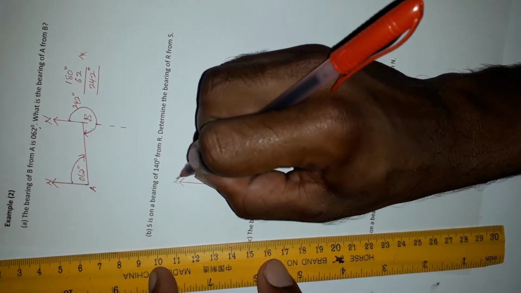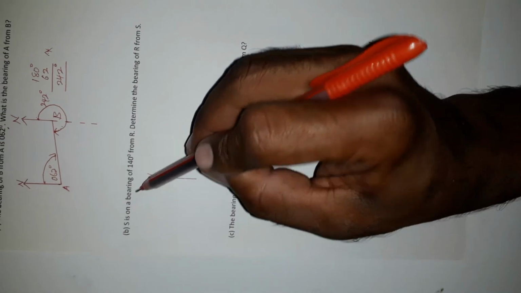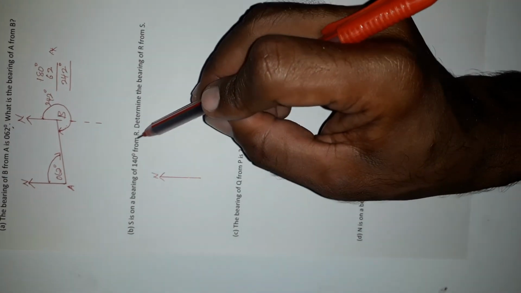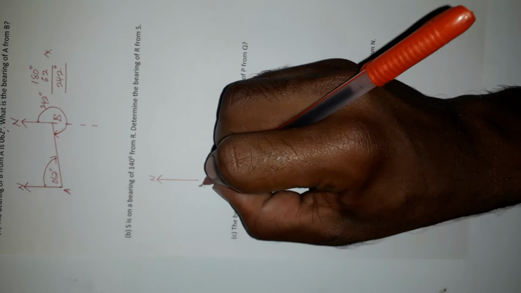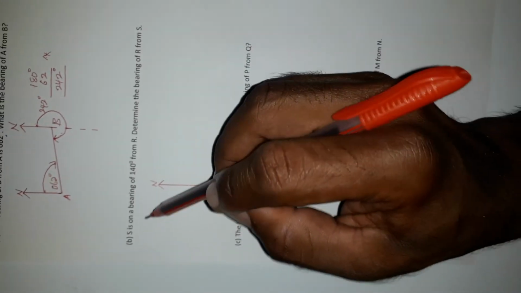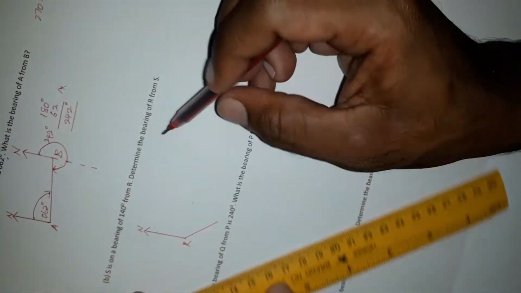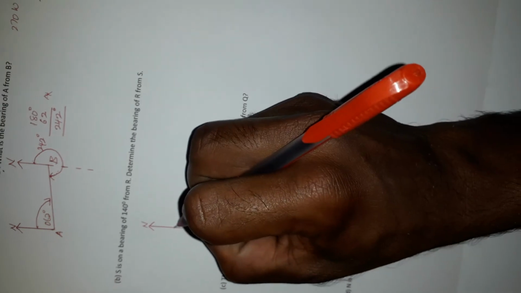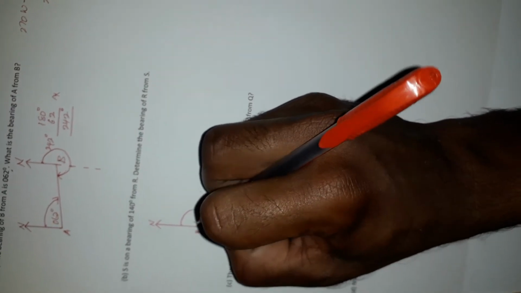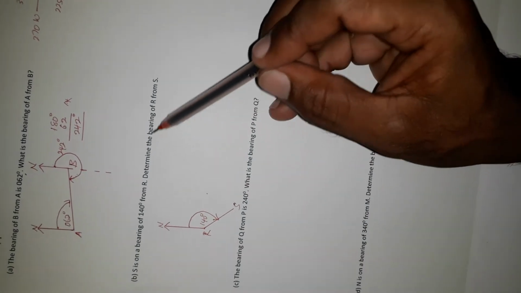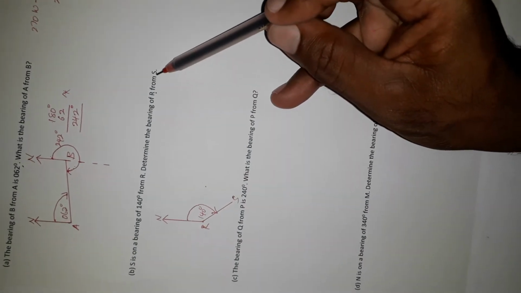Draw my north line. Okay, S is on a bearing of 140 degrees from R. So therefore we start at point R and 140 degrees. So what we'll do, we look at our diagram. Here is 135, 140 should be around there. Good, so let me see. Alright, so here will be S. Start from the north line in a clockwise direction, 140 degrees. Okay, this question states now, determine the bearing of R from S.